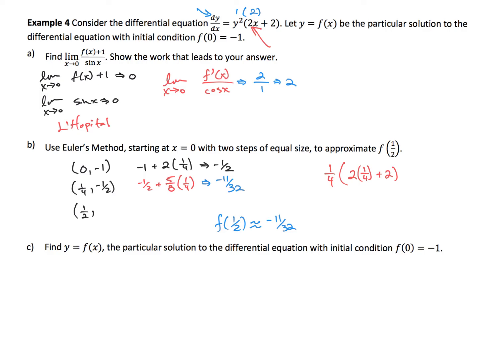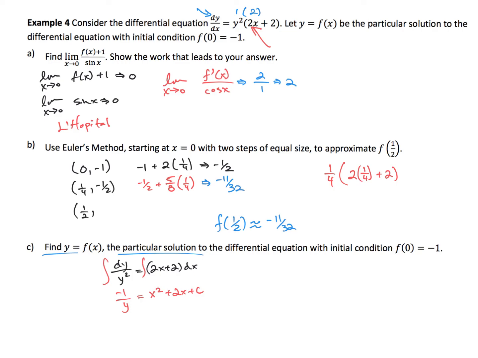Find y equals f of x, the particular solution to the differential equation with initial condition f of 0 equals -1. All right, what do we have to do? First, separate. All right, so let's separate. So on my left side, what do I get? dy over y squared is equal to 2x plus 2 times dx. Then what? Integrate. We integrate. All right, so what's my antiderivative? -1 over y is equal to x squared plus 2x plus c.